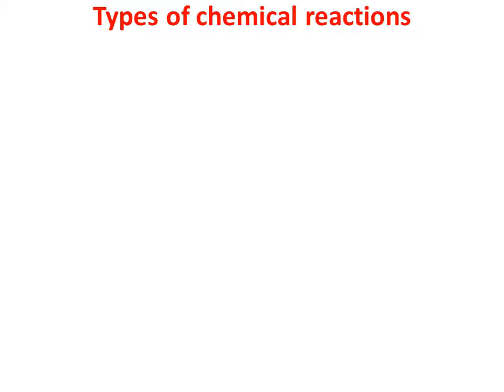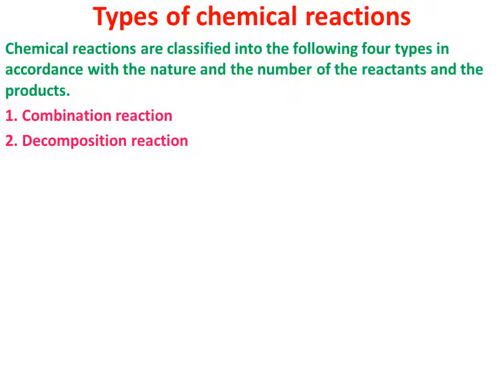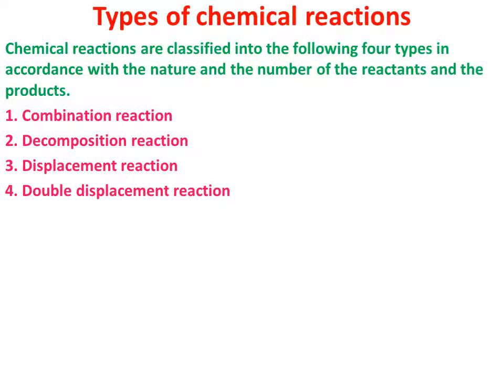Types of chemical reactions. Chemical reactions are classified into the following 4 types in accordance with the nature and the number of reactants and the products. First is the combination reaction, second decomposition reaction, third is displacement reaction, and fourth is double displacement reaction. Now we will study combination reaction.